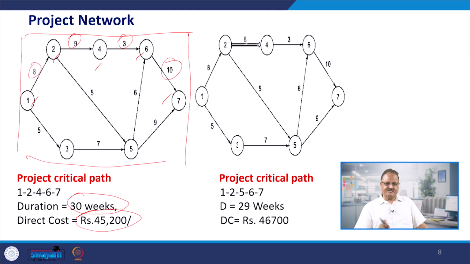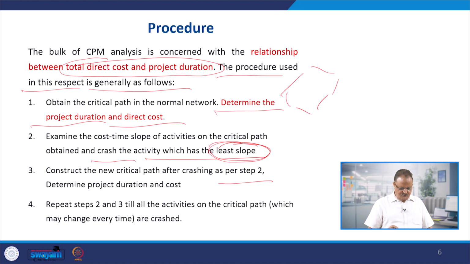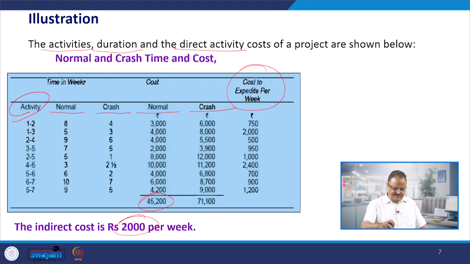From here, we will start the process of minimizing the project duration and follow the process of crashing the activities. But for crashing the activities, you have to see the slope between time and cost. It is given as a condition here. You have to examine the cost and time slope. This is the most important thing. Which activity will you crash? The time and cost slope must be the least.